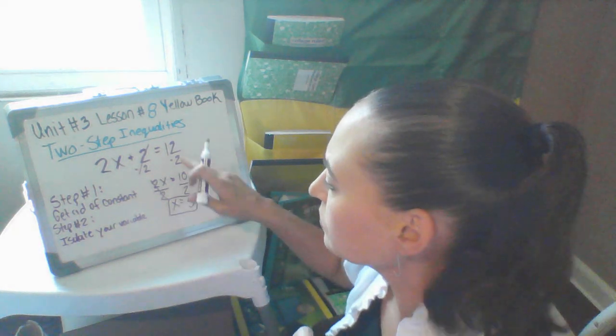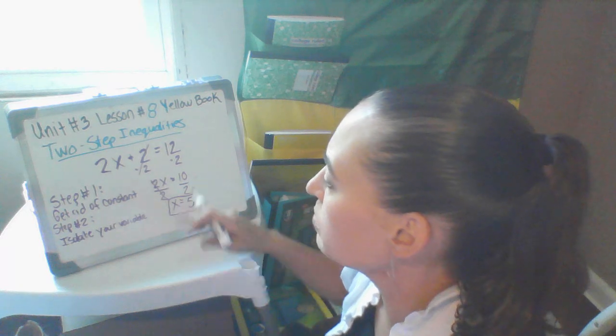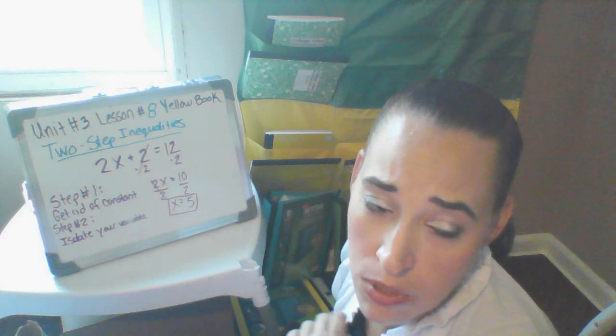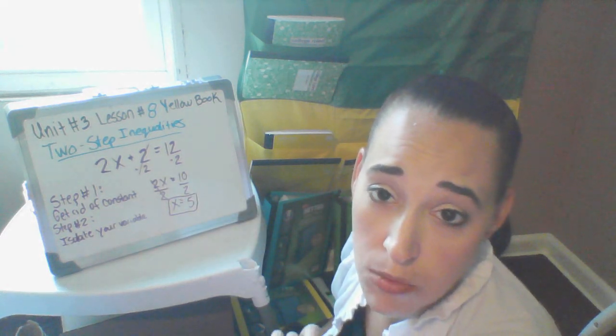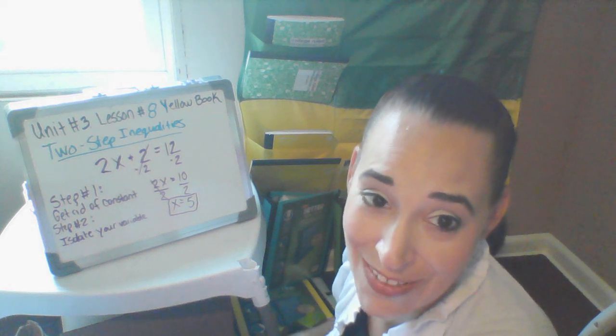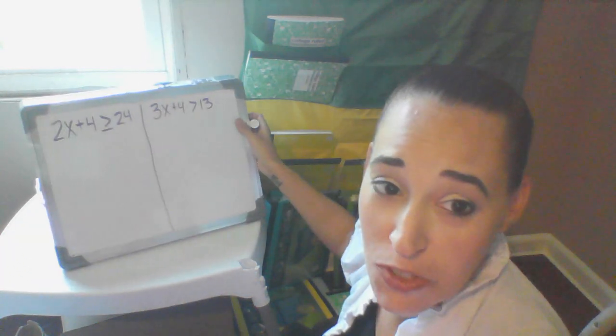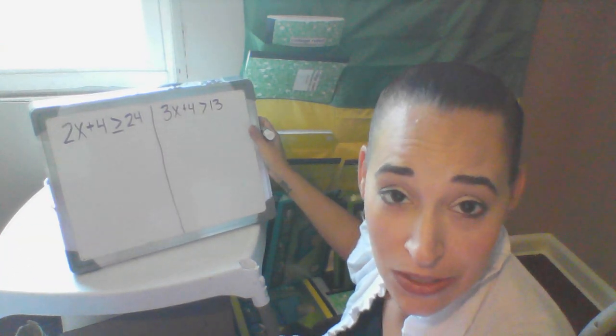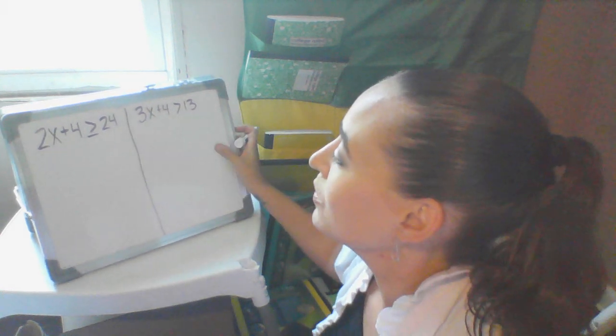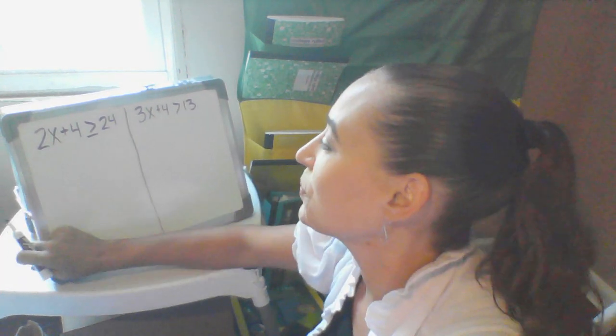Now this wasn't an inequality because I put an equal sign in, and that was Miss Fisher's fault. It should have had an inequality sign, so hopefully in the back I have inequality signs. All right, Miss Fisher put inequalities back here. So this is two-step inequalities back here. Now let's try this again.